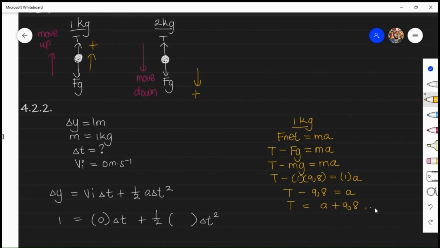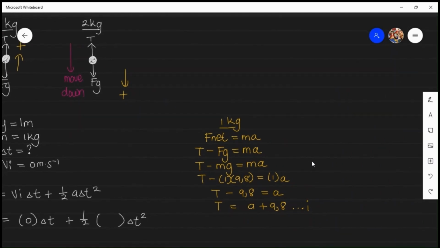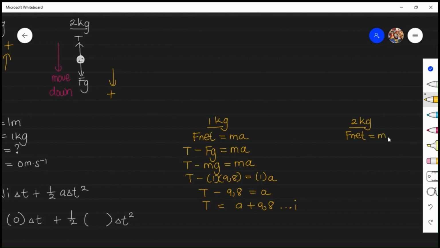So that is equation 1. Now let's have a look at equation 2, which is going to be formed from our 2 kg mass. So we have our 2 kg mass, and we've got our formula F net equals ma. Now let us break up F net into its forces.